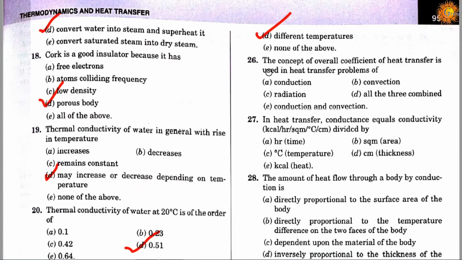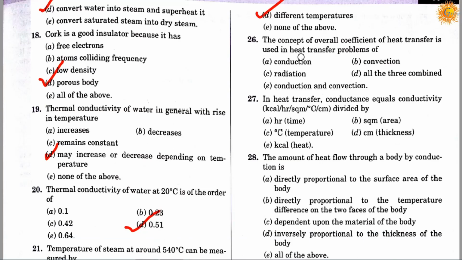Question number 26. The concept of overall coefficient of heat transfer is used in heat transfer problems of option A, conduction; option B, convection; option C, radiation; option D, all the three combined; and option E, conduction and convection. Correct answer is E, it will be conduction and convection.